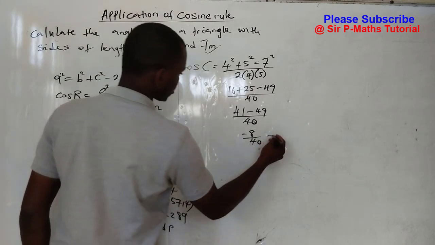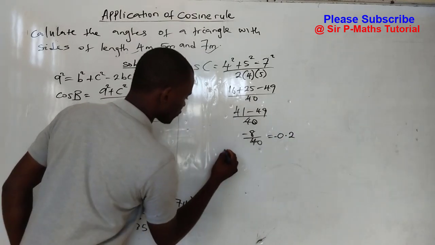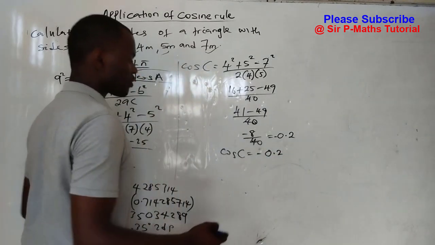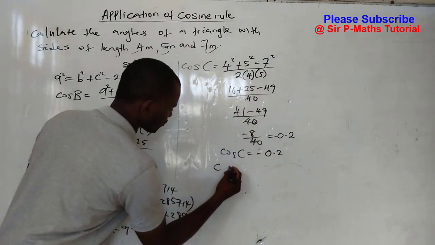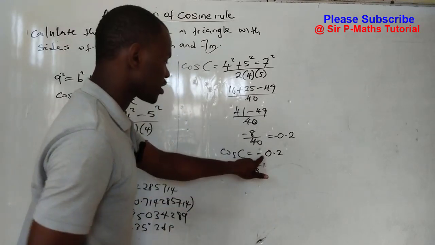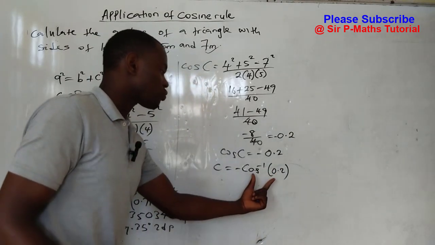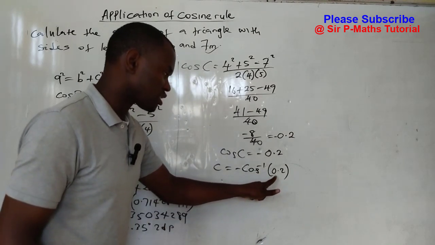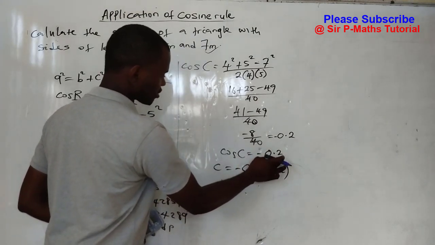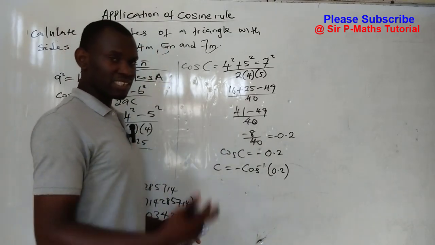Let's change it to decimal. This will give me minus 0.2. So we have cos C to be equal to negative 0.2. Then to get C, we check for the cos inverse. Please say minus cos inverse because of this negative 0.2. Don't put it inside here, so that when you want to press it, you only press a positive 0.2. Now the reason is because whenever you have a negative value like this, it's going to be giving you an angle that is bigger than 90 degrees.